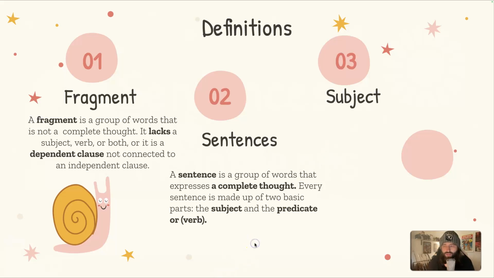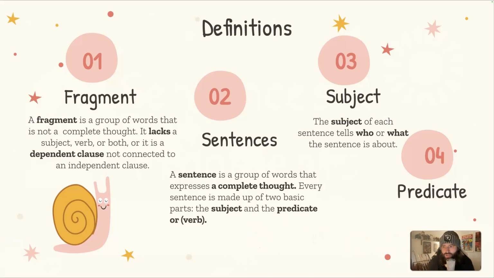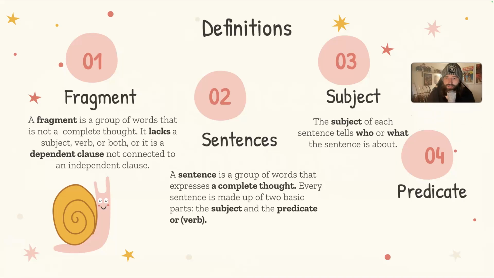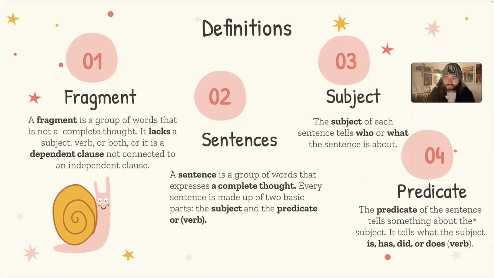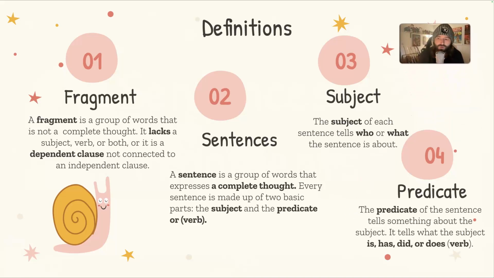Now, just really quickly, subjects, as a review, hopefully, the subject of each sentence tells who or what the sentence is about, who or what in the sentence is doing or performing the action. And then the predicate of the sentence tells something about the subject. It tells what the subject is, what the subject has, what the subject did, or what the subject does. And so that's just a quick little overview of fragments, sentences, subjects, and predicates.